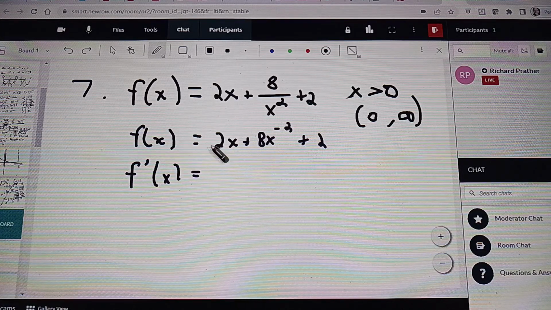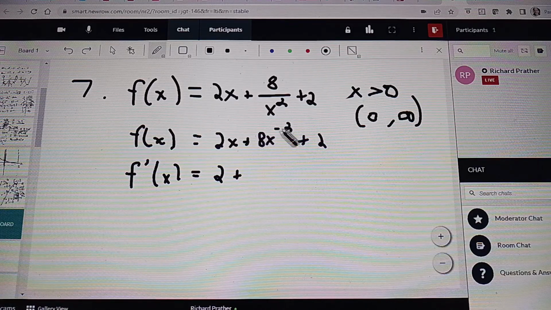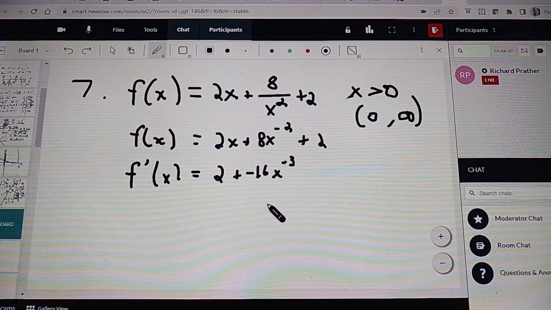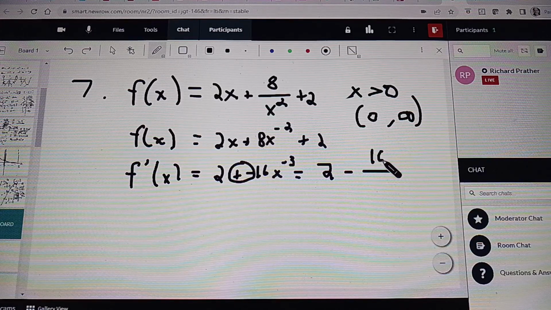The derivative of 2x is just 2. The derivative of 2 is nothing. And this derivative is the power rule, negative 16 x to the negative 2 minus 1, which is negative 3. And this plus a negative could just be minus. So probably the best way to write this now would be 2 minus 16 over x to the third. That's the derivative.